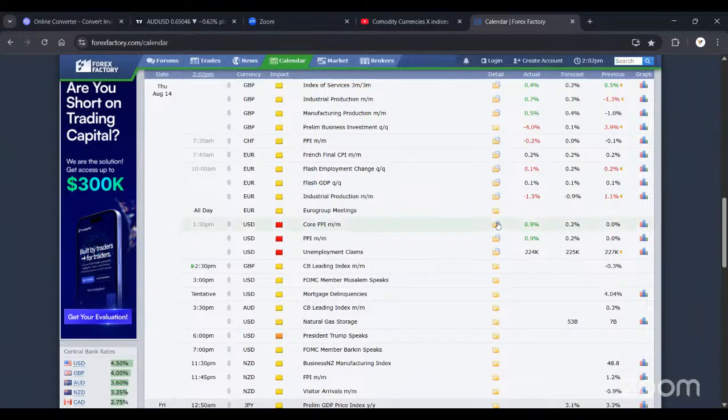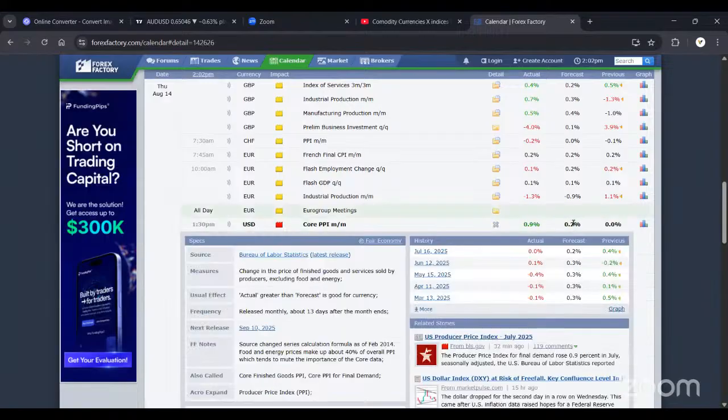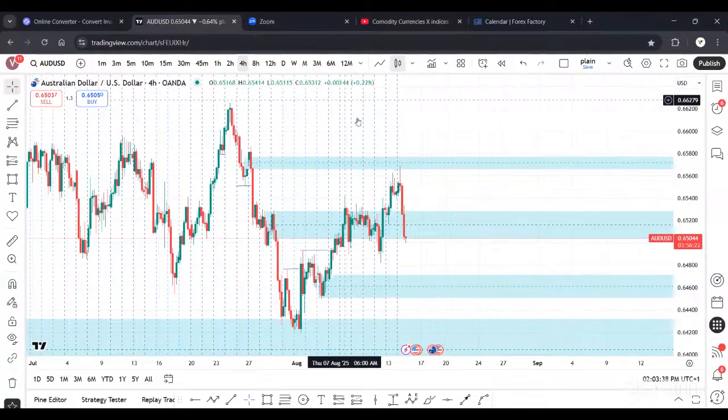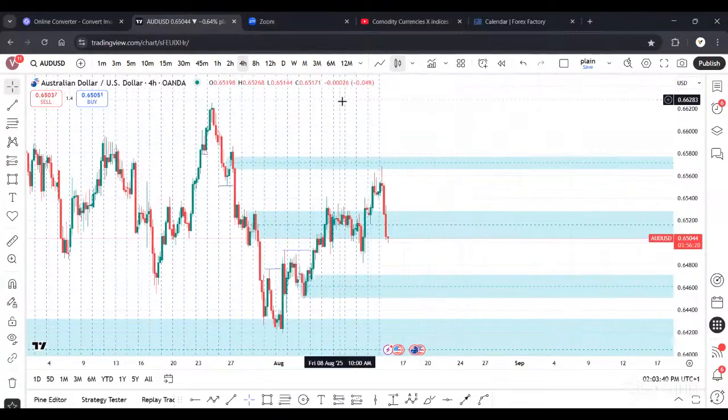So you're looking at this now. What was forecasted to come out was 0.2%. What it came out as was 0.9%. And of course, the usual effect is actual greater than forecast is good for currency. Since this news release is on the dollar, it explains why we saw more strength go into the USD and the AUD/USD pushed a bit further down, right? So having that in mind now, let us see what this particular asset class is doing.